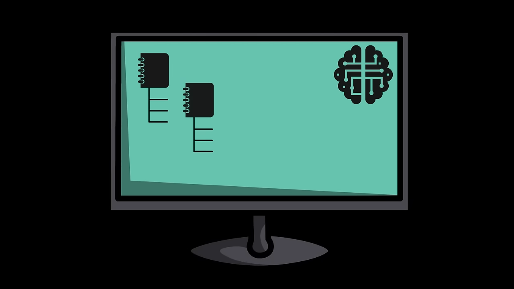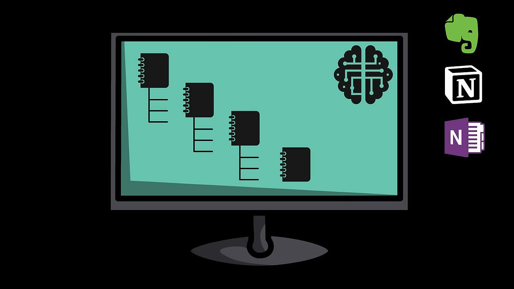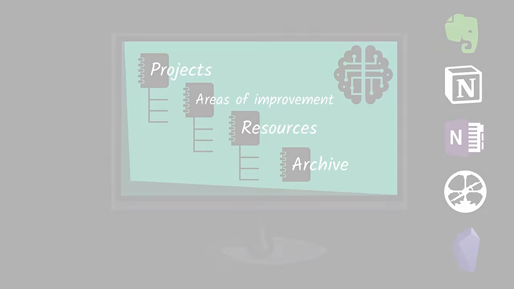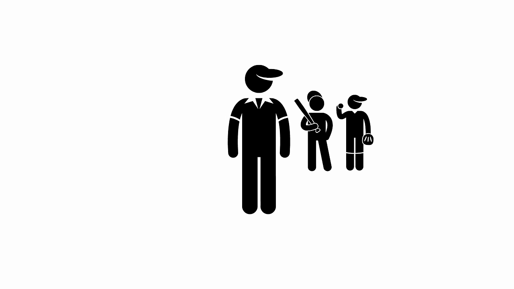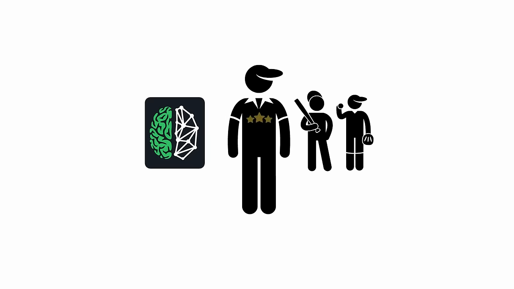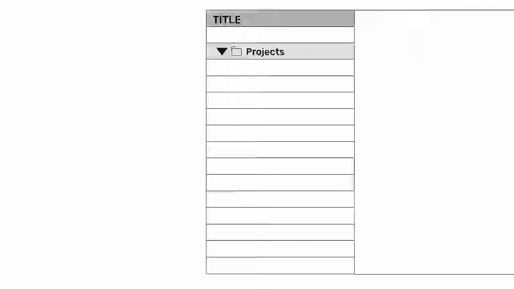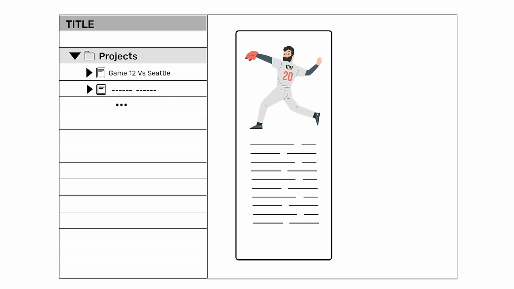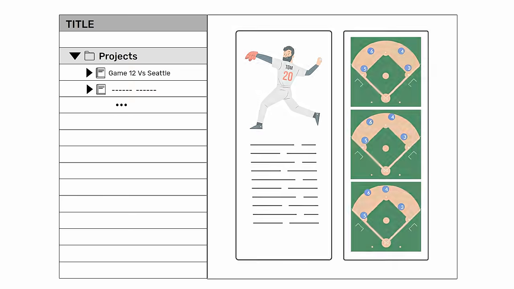Start sending valuable information to your future self by creating the following four sections of actionability inside your favorite digital note-taking application: projects, areas of improvement, resources, and archive. If a baseball coach were to build a second brain in the hopes of becoming the greatest coach he could be, he would have notebooks in the project section of a second brain for each upcoming game. Inside his Game 12 versus Seattle notebook, he'd have notes about the opposing team's pitcher and different defenses he plans to use to secure a win.